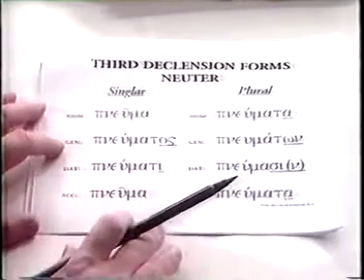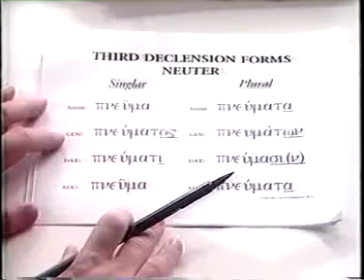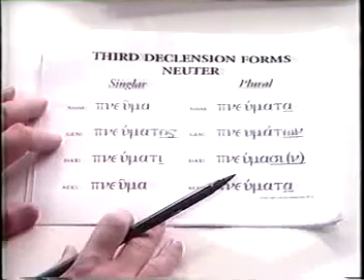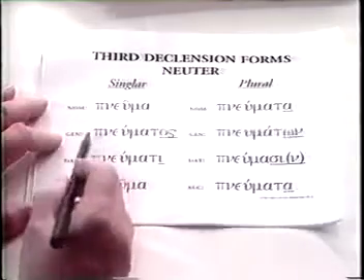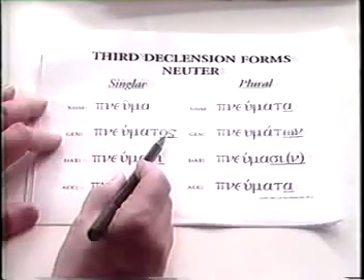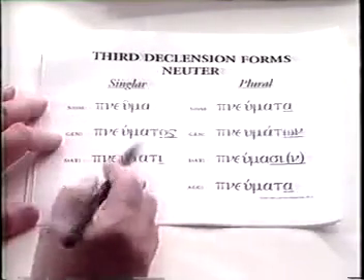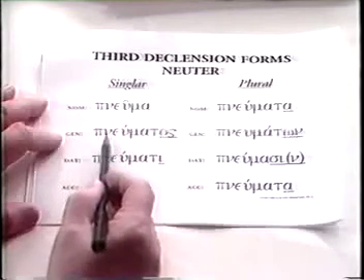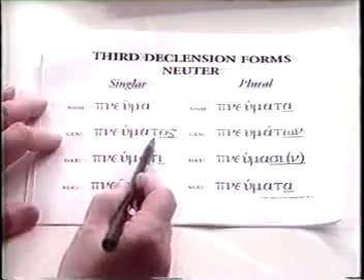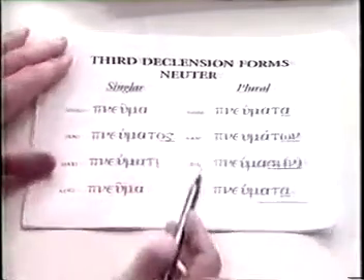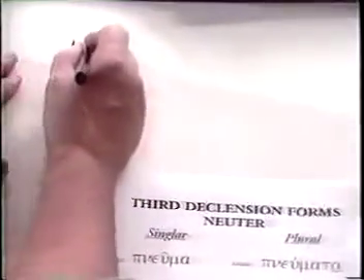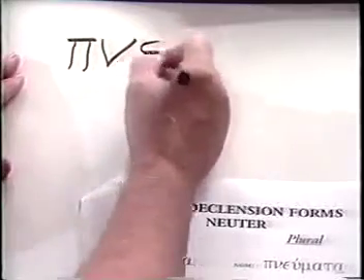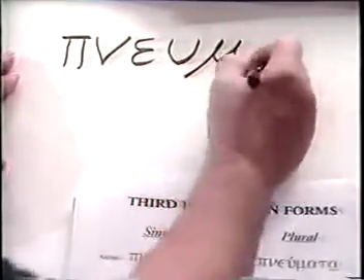Now, where do we find the stem for a noun or a pronoun or an adjective? We go to the singular genitive. We take the singular genitive ending off and we remove it. And what we're left with is the stem. So this stem is the stem pneumat, ending in a tau. Our stem would be pneumat.